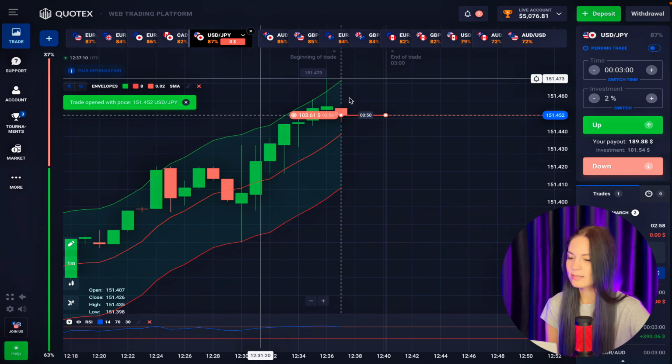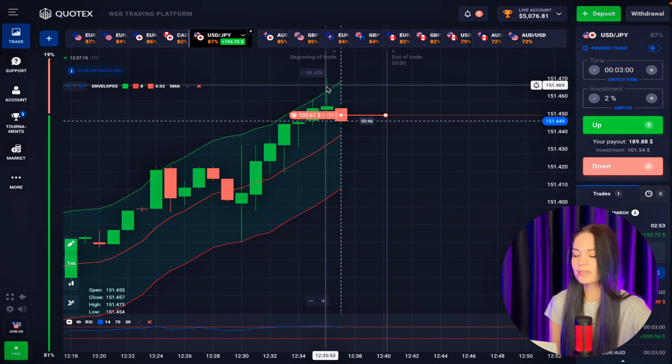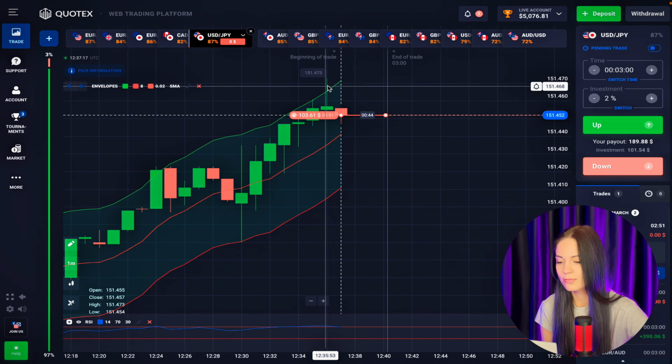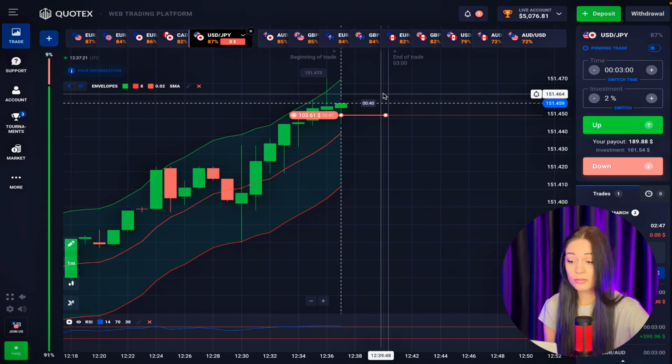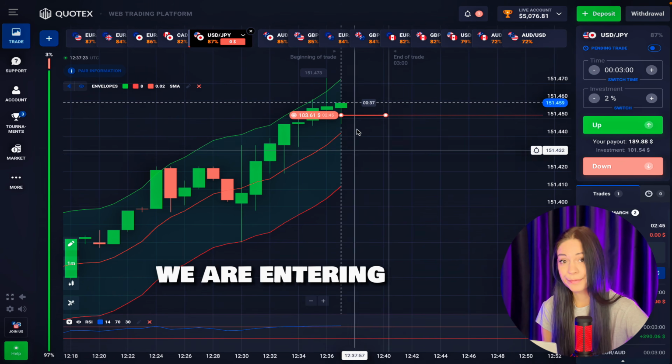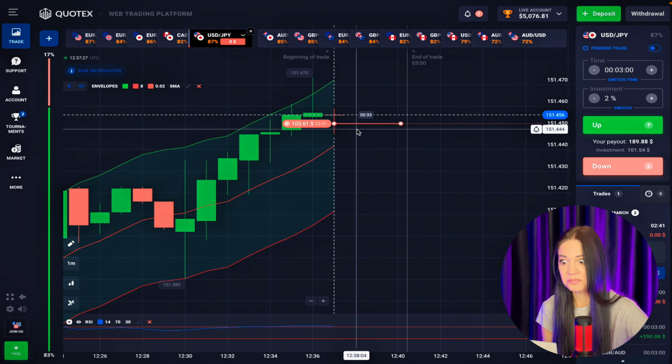Okay, see, so the first trade is going to be opened here. We can see that the previous candlestick went outside of the top envelope level and it went back down, and the next candlestick we are entering the deal for the downtrend, and let's see if that was a mistake.